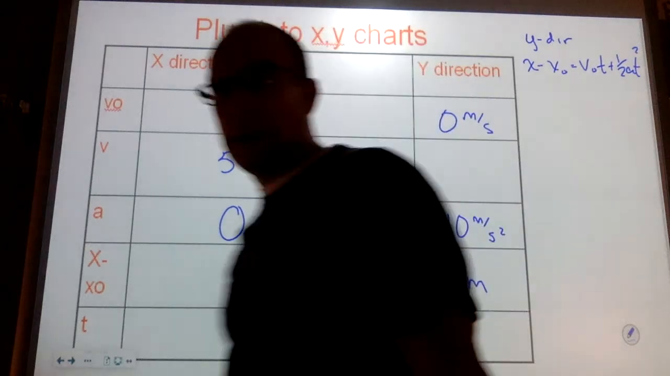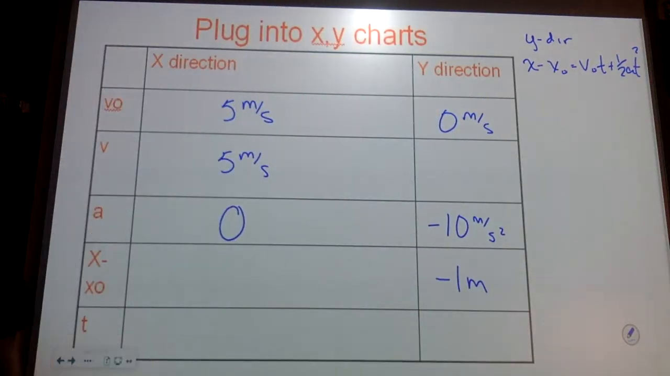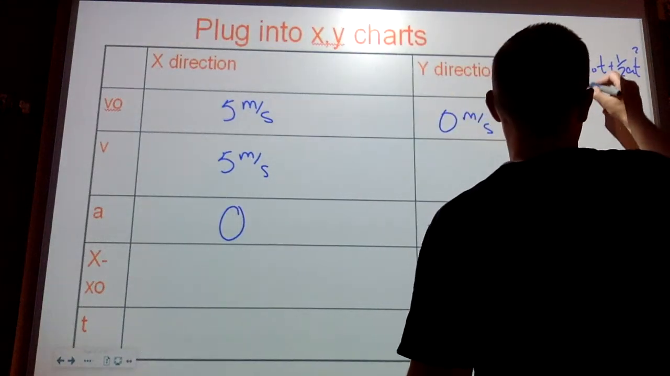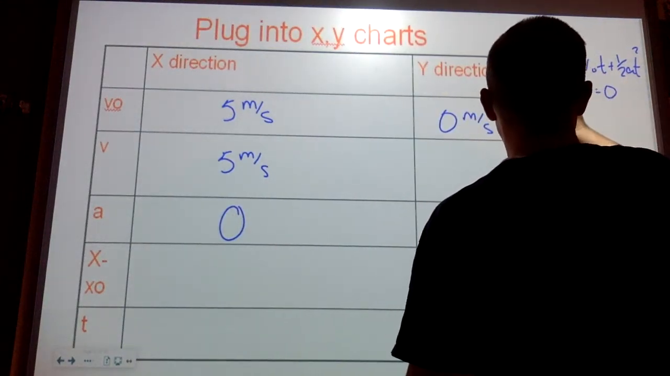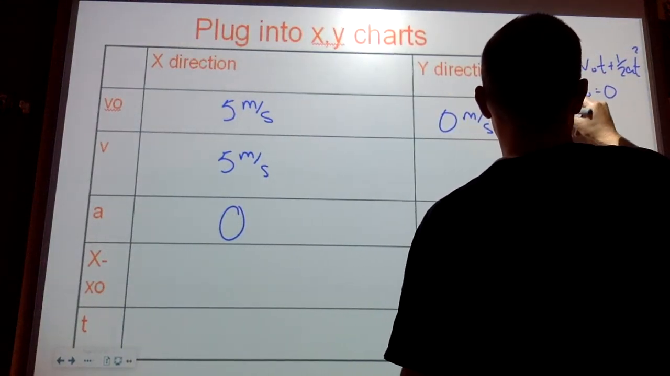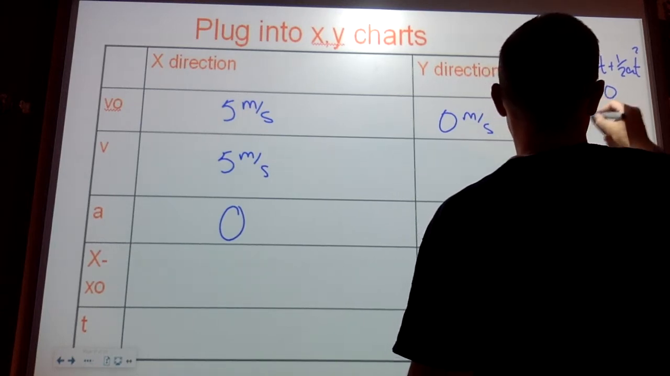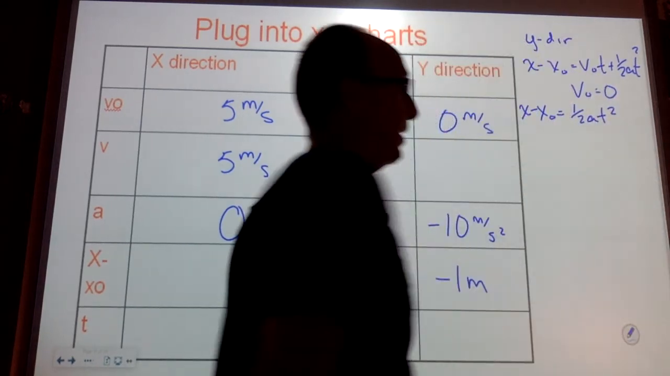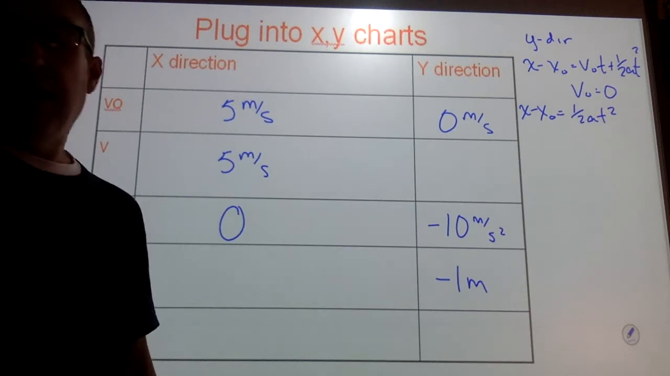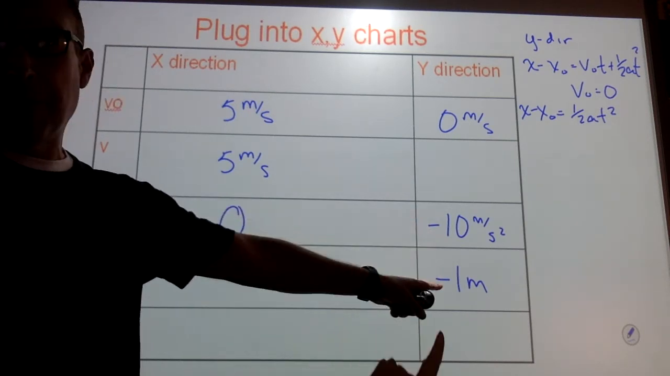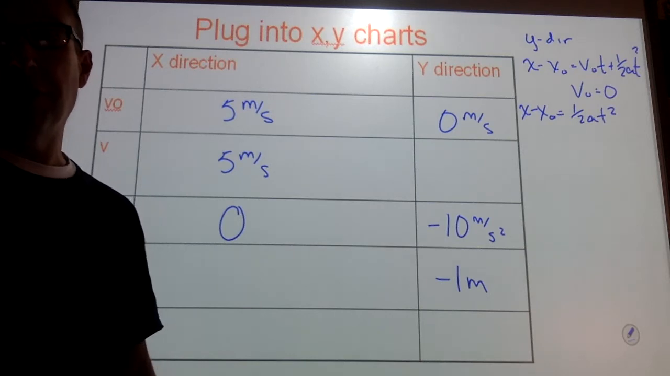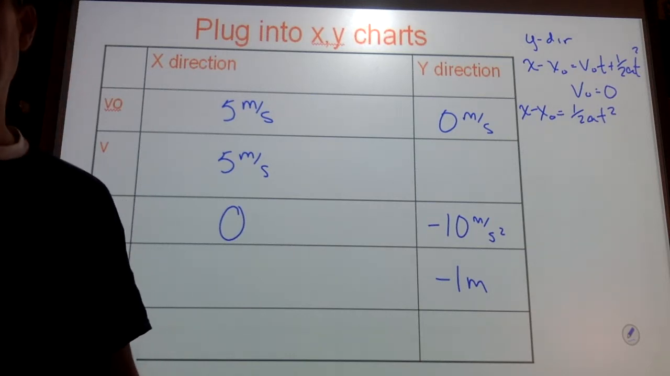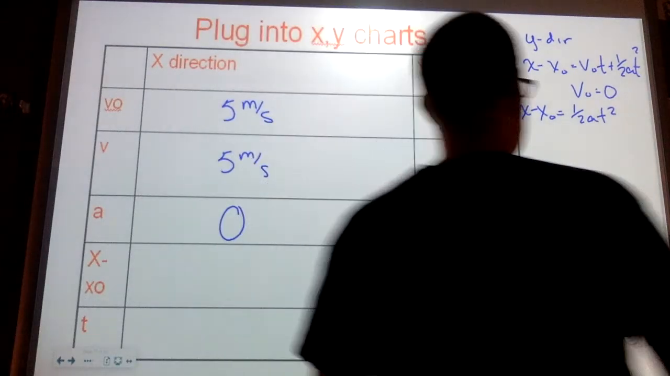So I have x minus x naught equals v naught t plus 1/2 at squared. It turns out that v naught is equal to 0. So this is just x minus x naught equals 1/2 at squared. And now it's just a matter of getting t by itself. These negatives are going to be important because we're going to have a square root involved. So I'm going to multiply by 2 and divide by a and square root it.